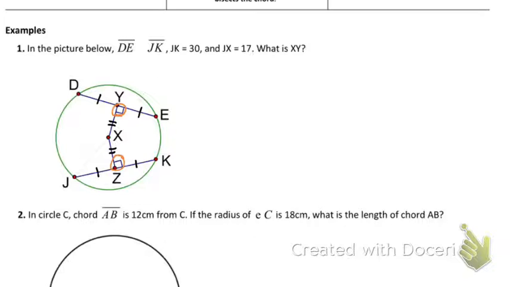So it says JK equals 30. So this distance equals 30. What should I probably do with that 30? Split it. So I should think about this as being 15 and this being 15. Because then they go further and say that JX equals 17. Well, that makes this 17. I need to find YX, but YX is the same thing as XZ. How does that help me? How does it help me to know I just need to find XZ? How do I find XZ?